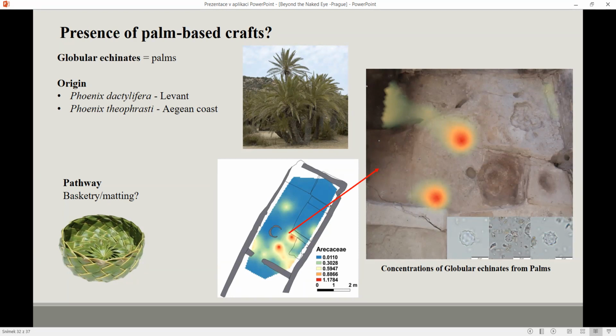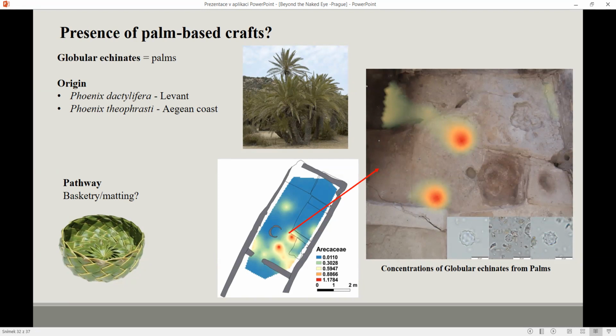Actually, in other sites in the Mediterranean where phytoliths from palms are found, these are always associated with contexts related to storage activities or basketry. And so for that reason, when we find phytoliths from palms, it's always associated with the presence of basketry or palm-based crafts. So perhaps this is telling us about an exchange network, perhaps from the Aegean coast, where this kind of craft might be arriving at Çatalhöyük.